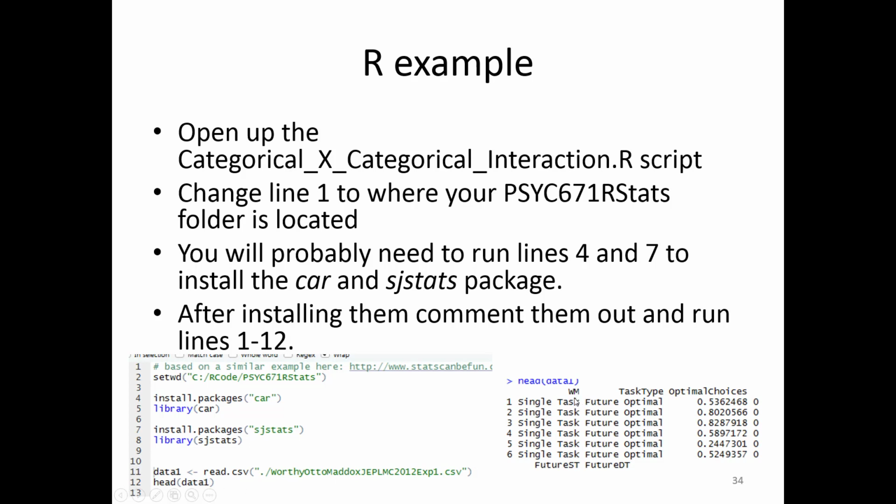So we see for working memory we have single task, then below I think it's labeled dual task. We'll look more into the levels in a minute. For task type it's listed right here, and then optimal choices is our dependent variable. There are more variables, I think it's broken down by different blocks, but these are the only variables we're going to use for this regression and ANOVA that we'll do.